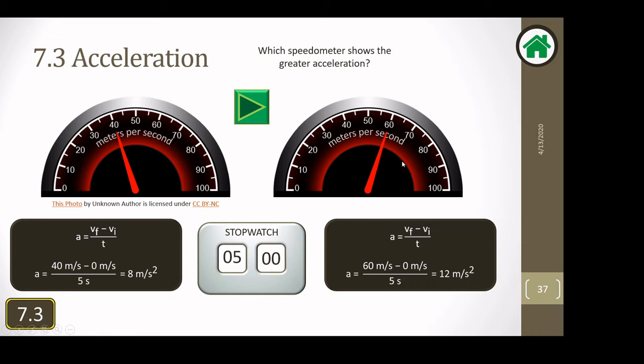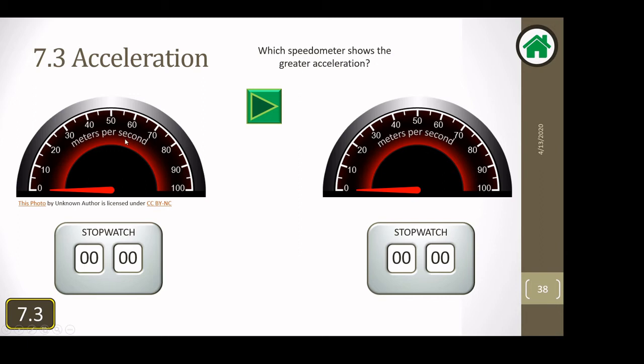On the right-hand side, it went from 0 to 60 meters per second. So that's 60 minus 0, which is a velocity change of 60 meters per second, divided by 5 seconds, or 12 meters per second squared. So just as we said earlier, it's very obvious that this car is experiencing a greater acceleration. They're both accelerating for 5 seconds, but this car puts on much more speed, or increases its velocity by a much greater amount during that time.